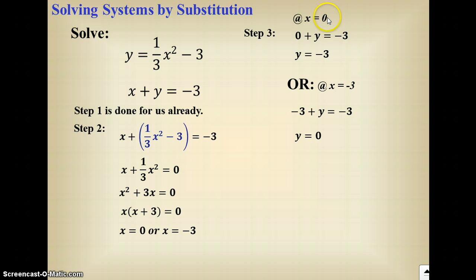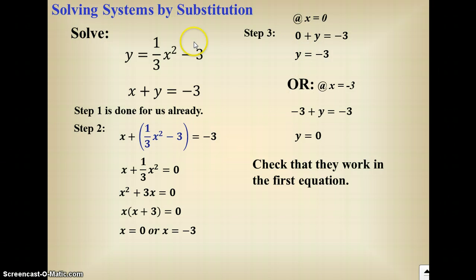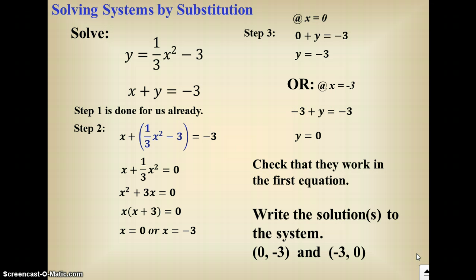So I've got 2 points to check. When x is 0, y is negative 3. I'm going to check them in the first equation. So we're going to check both these points, make sure they work in the first equation. If you do that, you'll find out they're correct. So write down the solutions to the system. 0, negative 3 is one solution. Negative 3, 0 is the second solution.